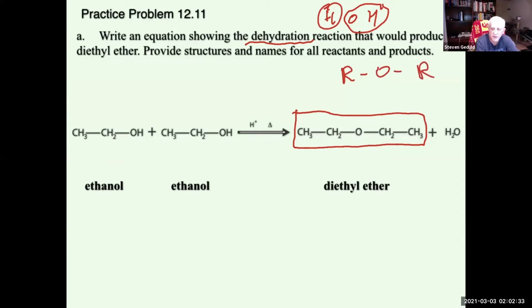That's an ether. So we have ethanol. Ethanol, everybody should be familiar with ethanol, is CH3CH2OH. Two of those combine, and it tells you it's a dehydration reaction.